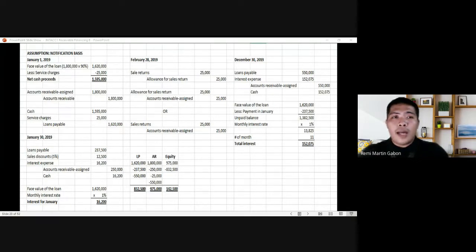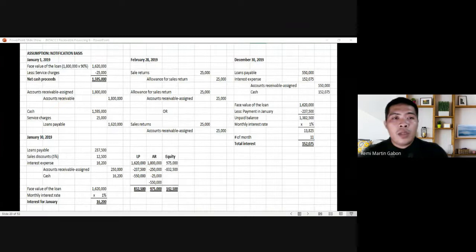Now, to answer the requirement 2, net cash proceeds, still the same at 1,595,000. For the loans payable, the same. Start with the face value, then look for any debits for the loans payable account. That would signify payment of the loan. So we have 237,500 on January 30 and another 550,000 on December 31. So loans payable still at 832,500.